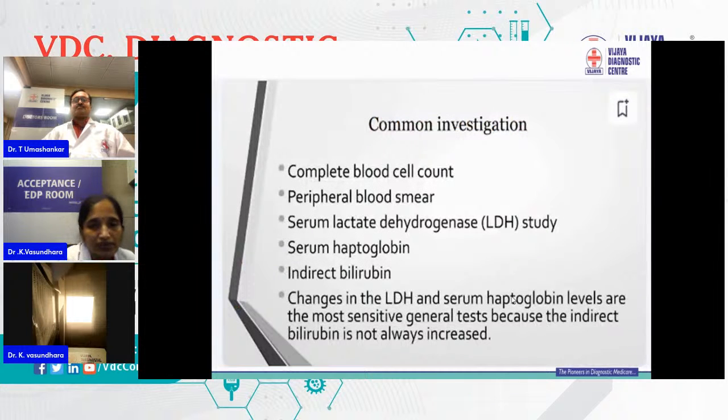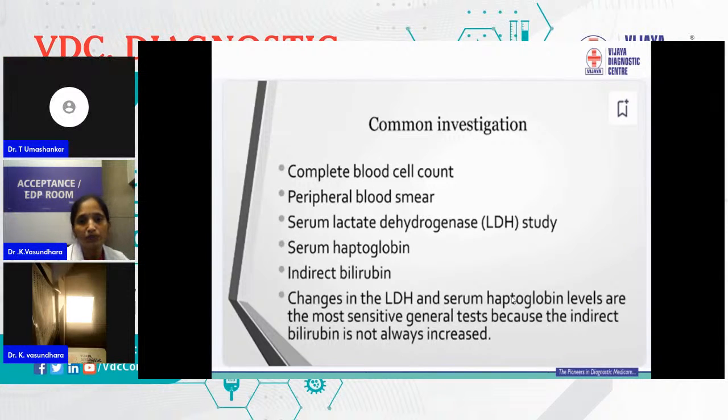And coming to the workup of a hemolytic disorder, the common investigations which we usually do are the complete blood count, CBC, and peripheral blood smear, and biochemical parameters, which include serum LDH, serum haptoglobin, and indirect bilirubin. On examination of the peripheral blood smear and reticulocyte count itself, we can come to a diagnosis of hemolytic anemia to some extent, especially by looking at the RBC morphology. If there is any presence of schistocytes, fragmented RBCs, spherocytes, nucleated RBCs, it all indicates the presence of hemolysis. And there is an increase in reticulocyte count. This is because of the compensatory erythropoiesis.